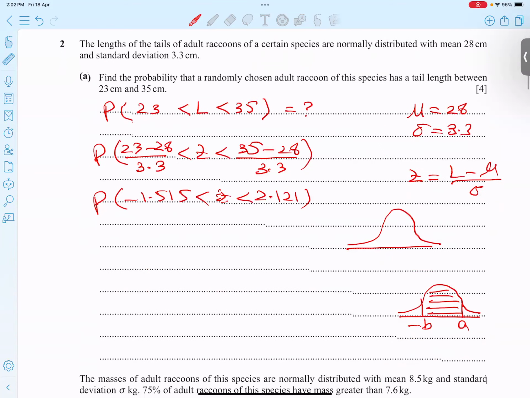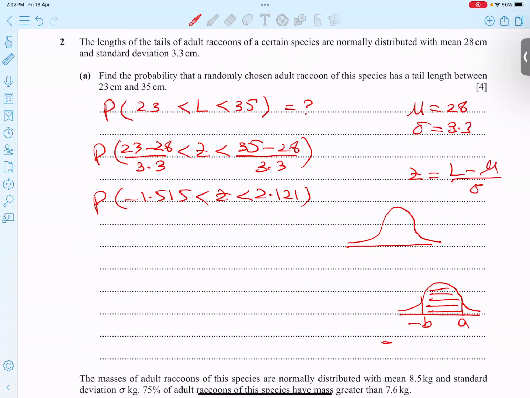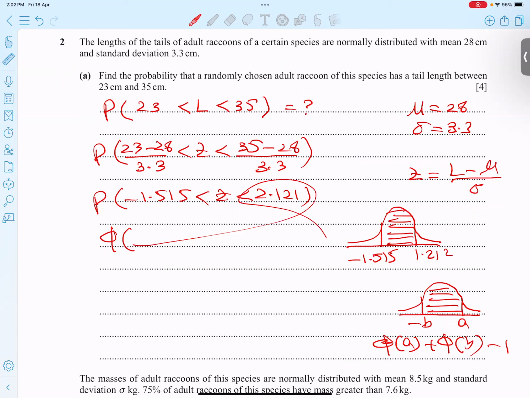So what is the formula? Probability equals phi of the A value plus phi of the positive B value, without the negative sign, minus 1. So this is the basic formula. In the current situation, this is positive and this is negative. I write the positive here and the negative here, and the middle value is what I'm looking for. So phi of this positive number plus phi of this value without the negative sign, and minus 1.